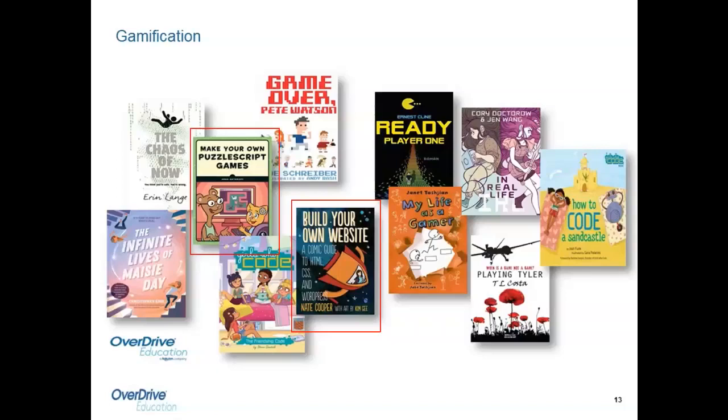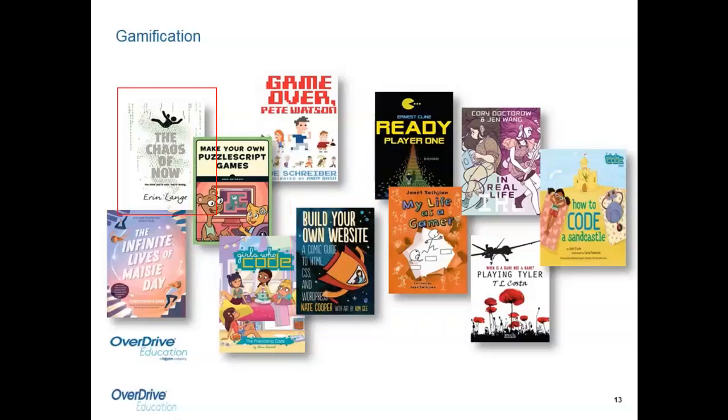And then next, I want to talk about the Chaos of Now, and I do have a note about this one. So I accidentally put in the UK cover. The American cover looks a little bit different. It's more red, and it has a lighter on it. But this is a young adult fiction novel.